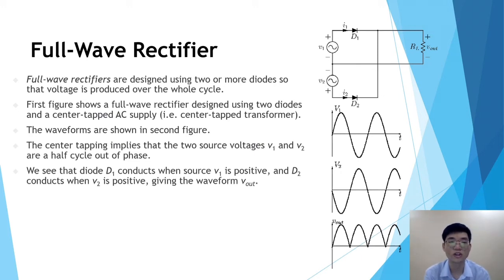The first figure shows the full-wave rectifier design using two diodes and a center-tap AC supply, and the second figure shows the waveform. The center tapping implies the two source voltages V1 and V2 are half a cycle out of phase. We see that diode D1 conducts when source V1 is positive and D2 conducts when V2 is positive, giving the waveform at the output side.